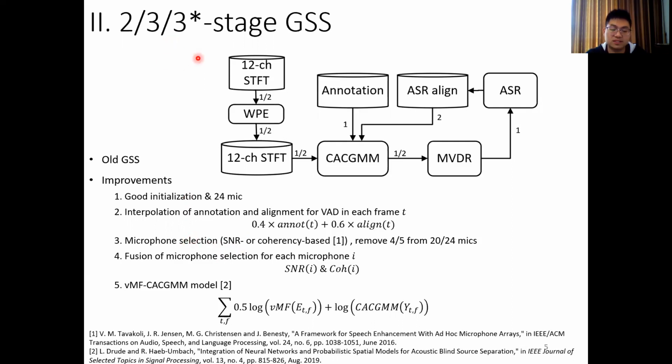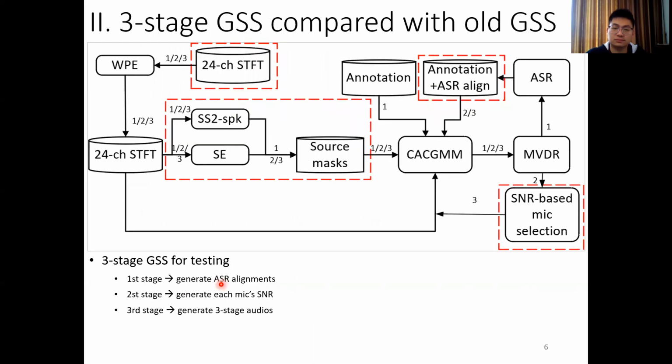From the baseline 2-stage to 3-stage, and from the 3-stage to 3-star stage, we used the fusion of microphone selection. We use the logical AND to filter the microphones that satisfy these two conditions. And we also use the VMF CGMM to replace the old CGMM model, for better spectral information modeling.